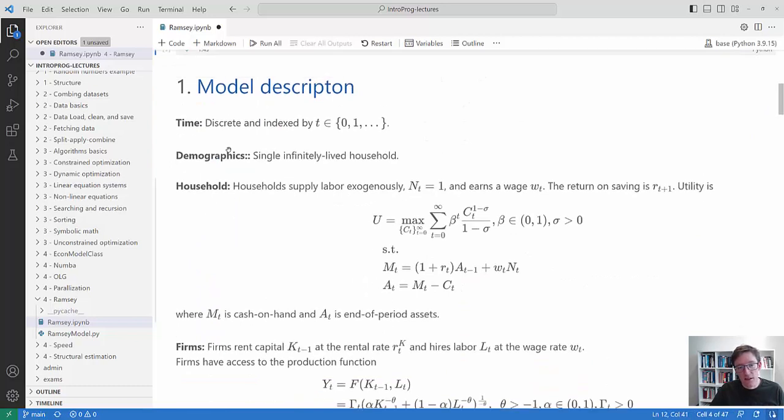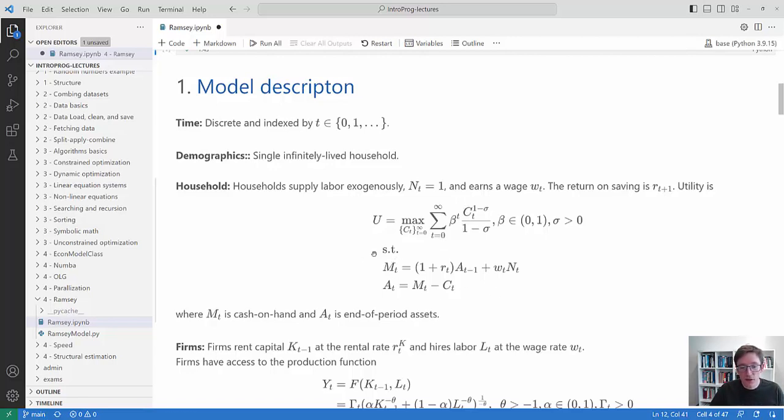So the model is set up in discrete time, and time is indexed by t, and it's 0, 1, and so forth. Demographics are simple. There is only a single infinitely lived household. Households supply labor exogenously. We set capital N equal to 1, and earn a wage W. The return on savings is R_{t+1}. And utility can therefore be written as the total utility is the discounted future utility, where the utility function is the CRRA utility function, standard.